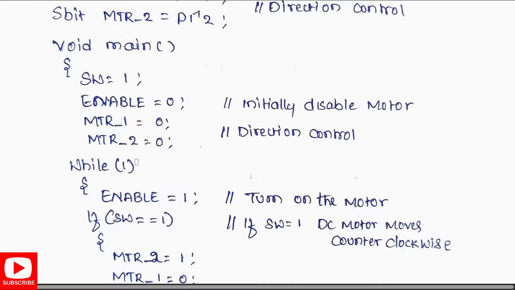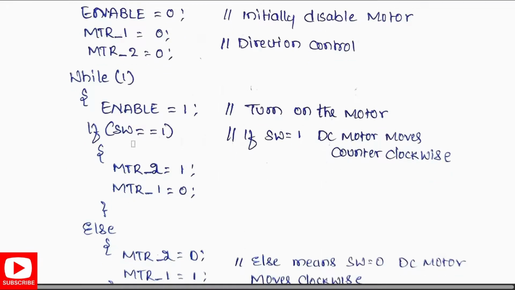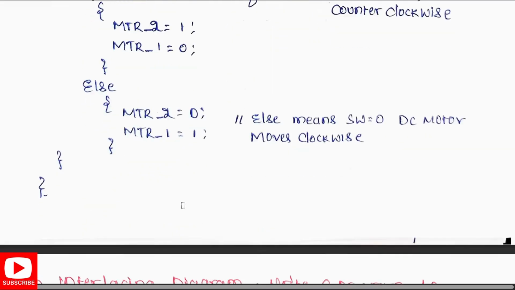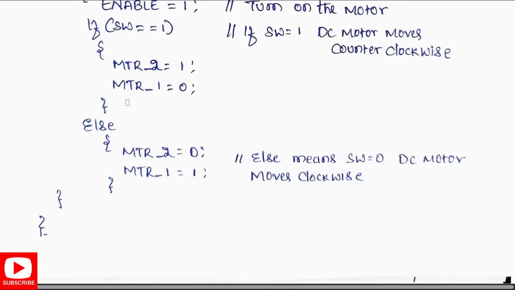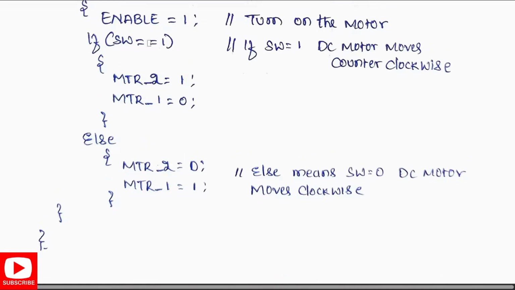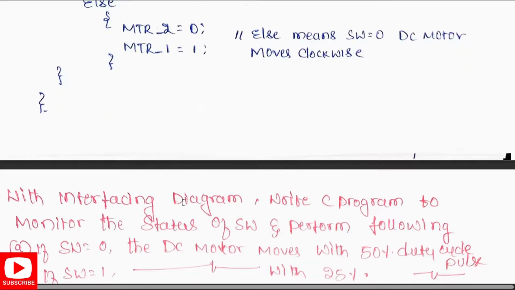Then the while loop has to get started. If enable is 1, then we have two cases, an if and else condition. If the switch is equal to 1, then motor 2 is 1 and motor 1 is 0. Or else, if the condition is false, that is if the switch is not equal to 1, then motor 2 is 0 and motor 1 is 1. So this was about our C program.